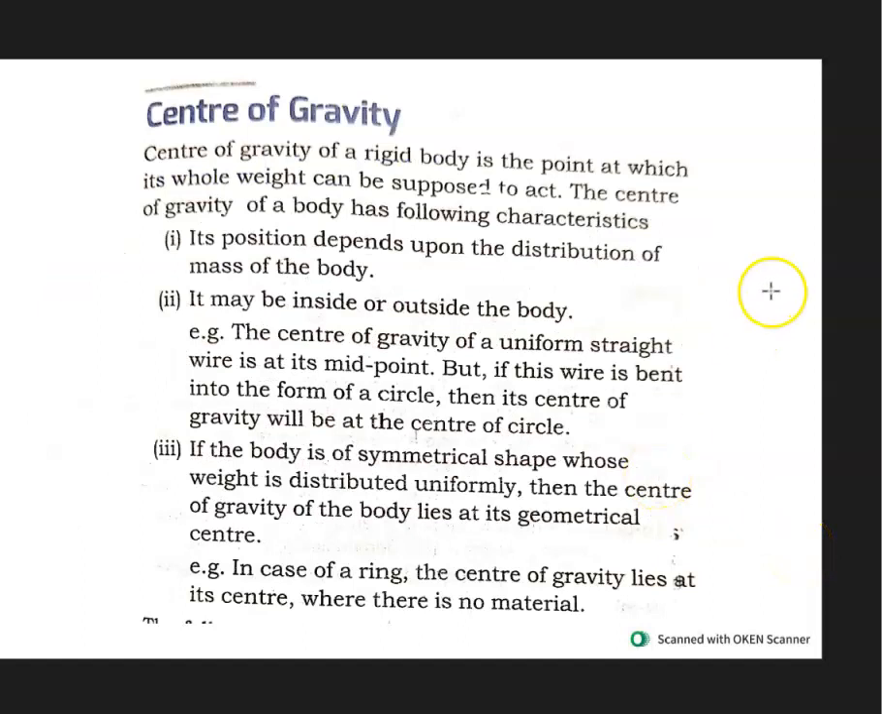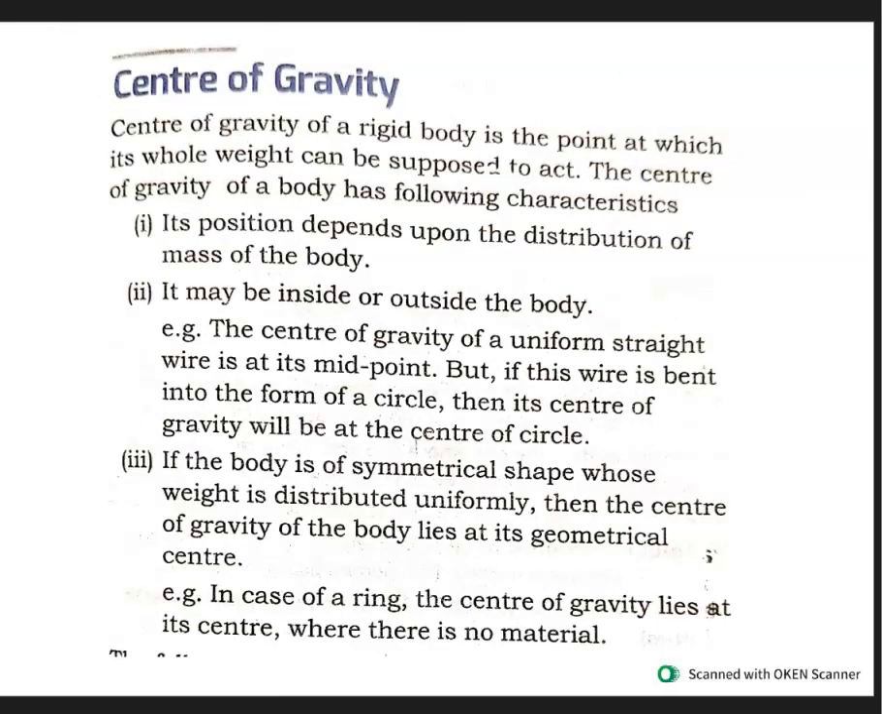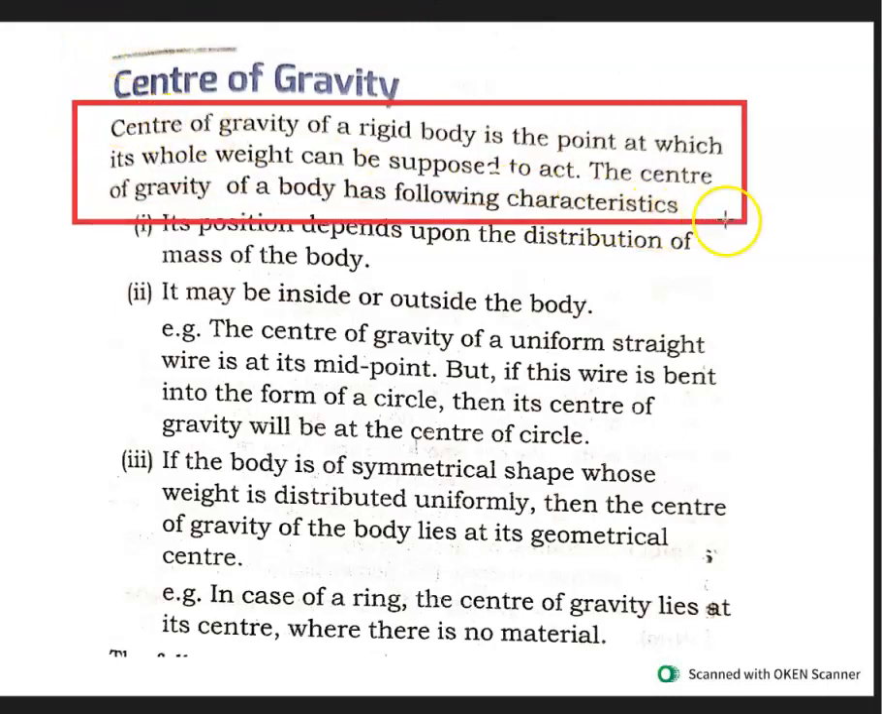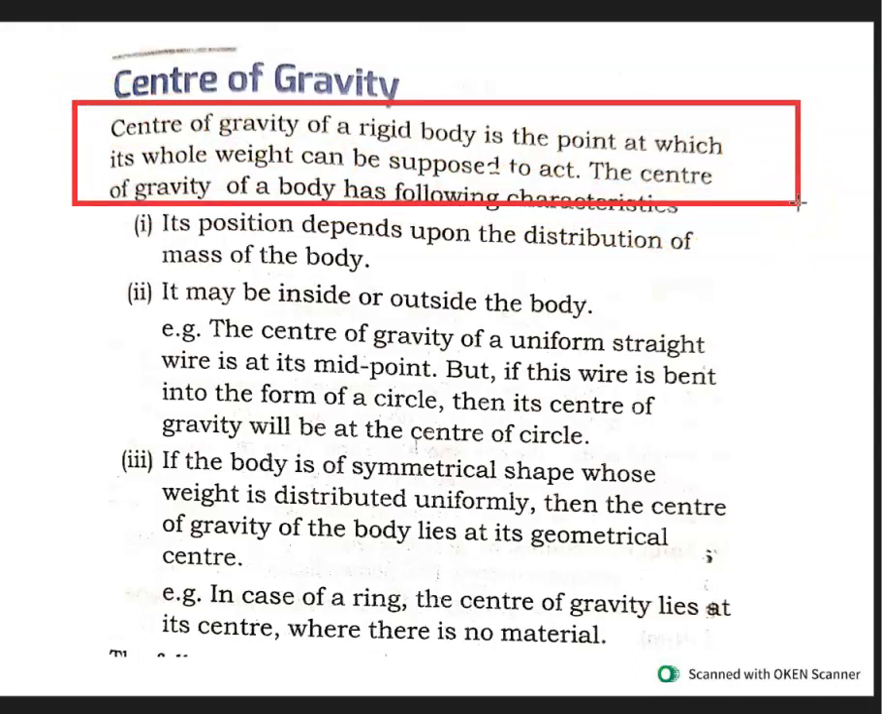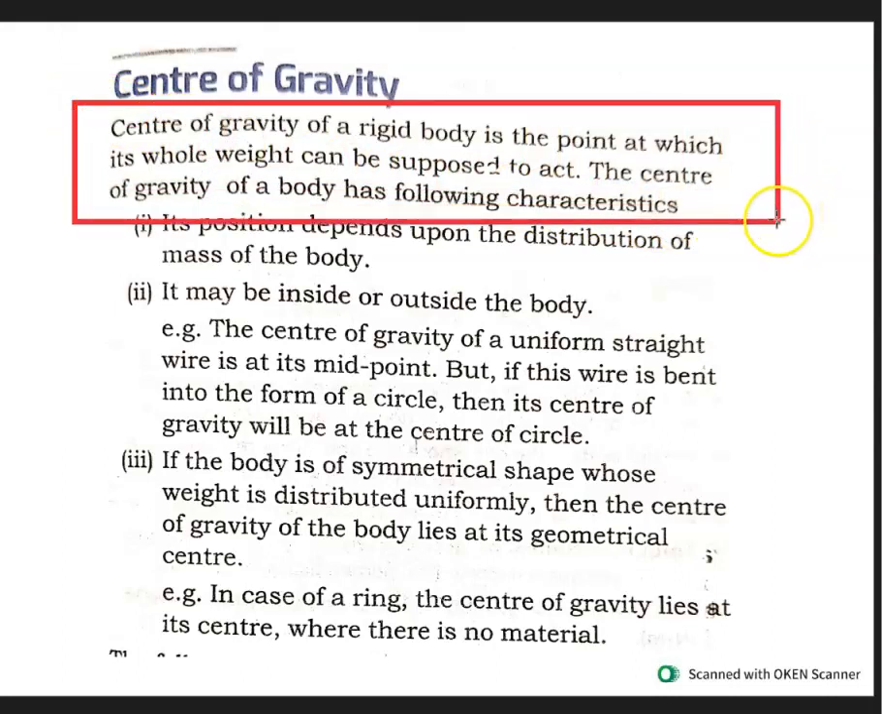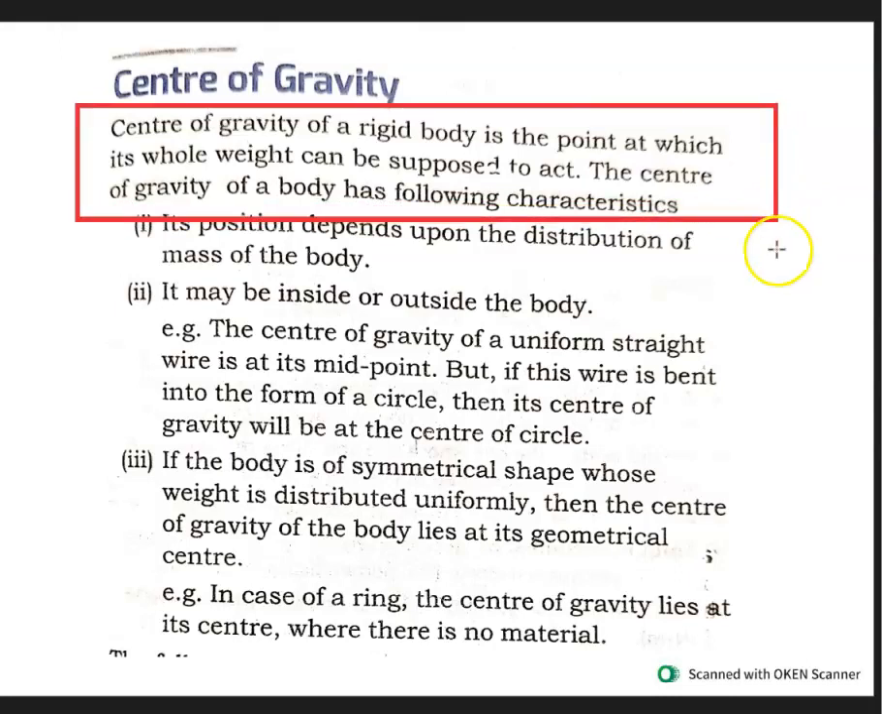Next, we talk about center of gravity. Now, since we are talking about balancing and how, when a number of forces are acting on the object, it is still balanced or still in equilibrium, we have to talk about the center of gravity of an object. So the first thing is the definition of center of gravity. Center of gravity of a rigid body is a point at which its whole weight is supposed to act. So in general, we say that center of gravity is the balancing point of the object.